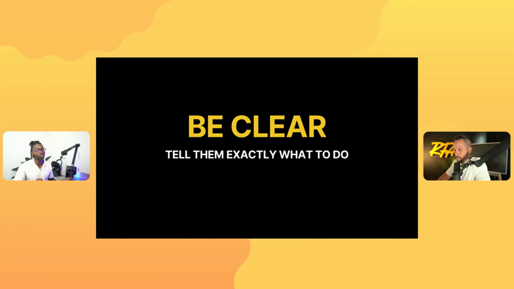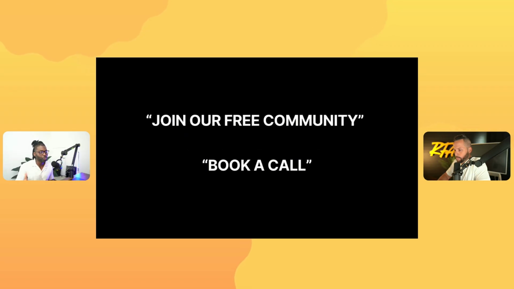And instead, you want to do this. Number 1, you want to be clear. So you want to tell them exactly what to do. Be very clear. For instance, we have a free community called the RFA Marketing Hub. So if I'm doing an ad, I'm going to let people know exactly what I want them to do. Hey, join our free community. It's very simple. Book a call. It's very simple. Don't assume that because you kind of said the word but didn't say the word, that your audience knows what it is you want them to do, because they don't.